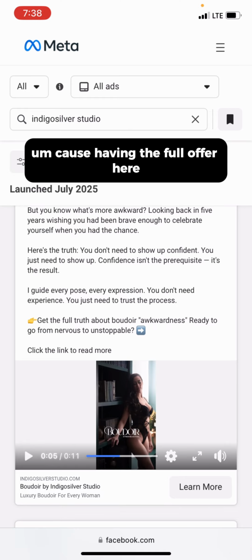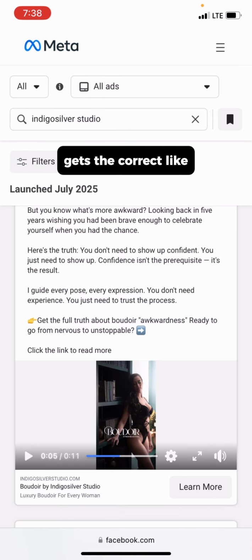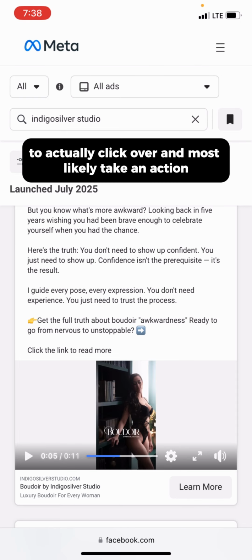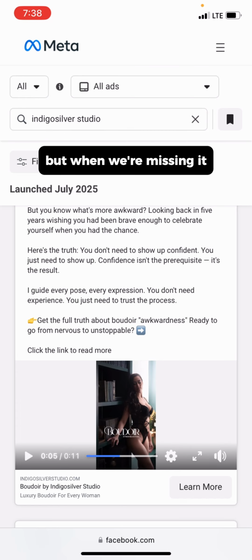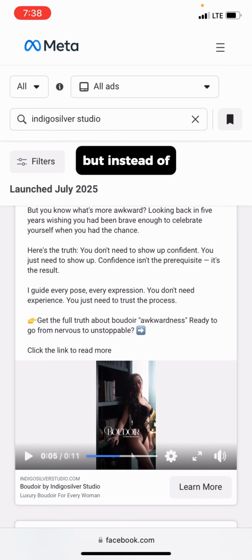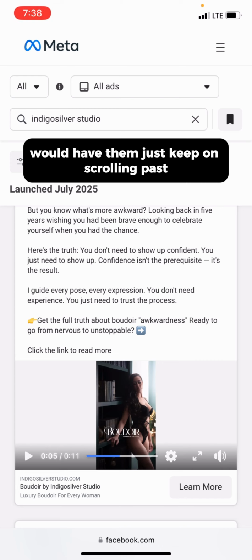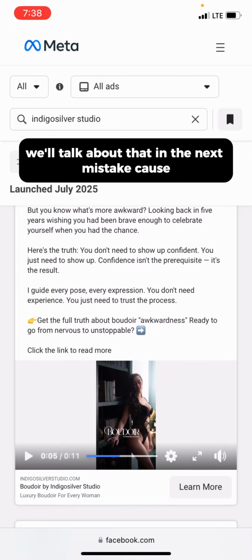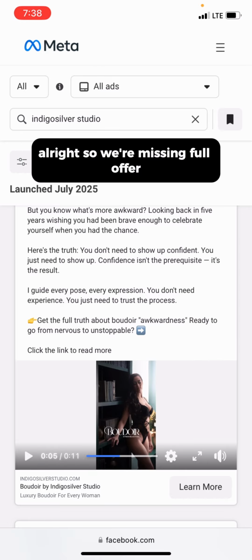Because having the full offer here gets the correct 2% of people that click see more to actually click over and most likely take an action. But when we're missing it, we're having like 98% of the people that would be unqualified also click over. Normally we would have them just keep on scrolling past, which is what we would want. We'll talk about that in the next mistake because we're on mistake number 8 right now. All right, so we're missing full offer.